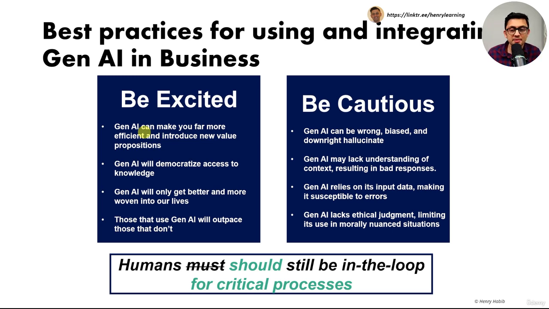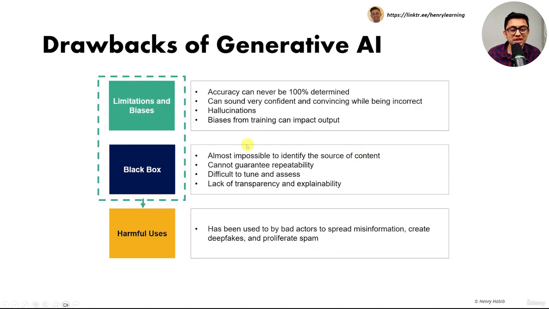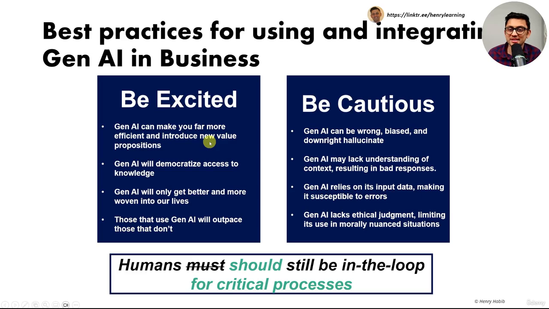Okay? At the same time, it's good to be cautious. We've already spoken about the limitations, biases, and black box model related to it. It's also an ethical nightmare, particularly in morally nuanced situations. For example, should it be used in a doctor-patient setting to summarize information? It would be very, very well performed, but the limitations and biases in a black box can work against it. So be excited and be cautious.